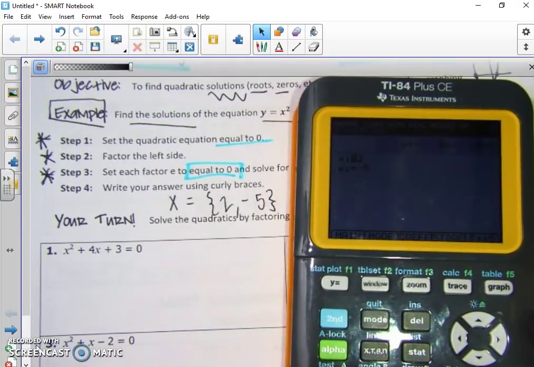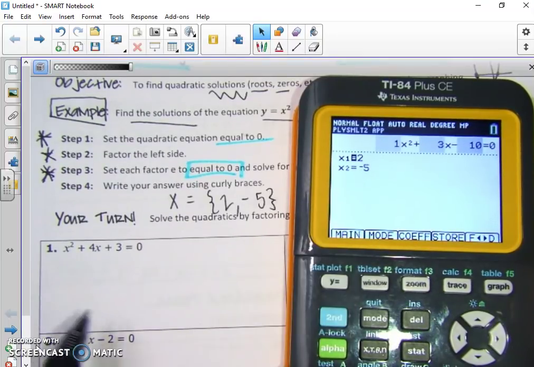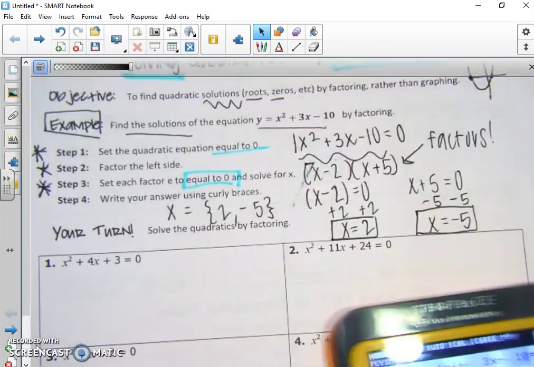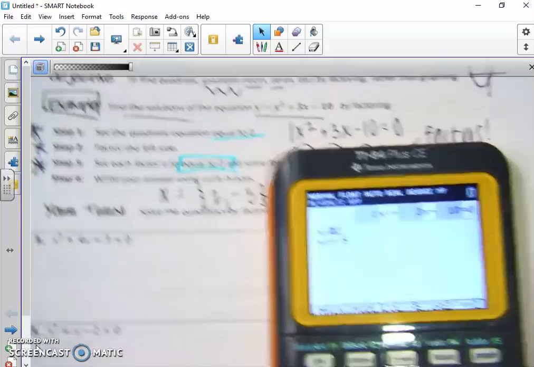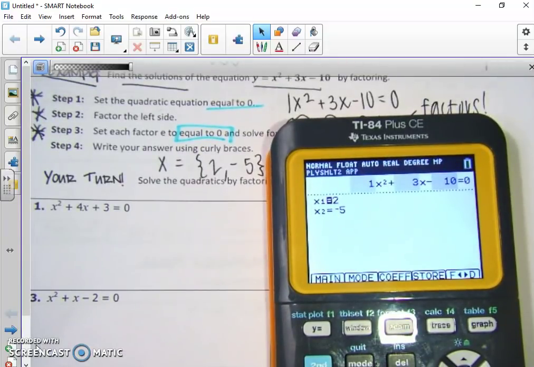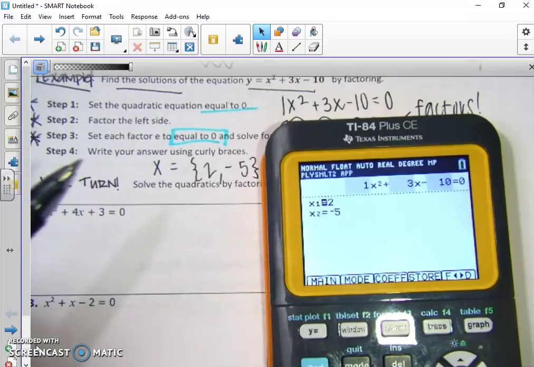But check out what our app does for us. Our app gives us 2 and negative 5. So for the next ones, we can actually cut out all of this work from here. Because if we just put that polynomial into our app, it's going to factor for us and give us our solutions directly. So I'll show you exactly what I mean.